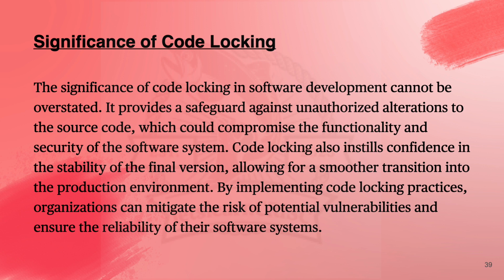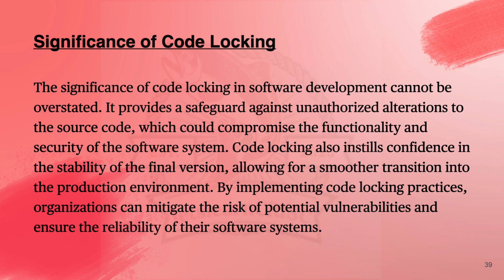So friends, by implementing code locking practices, organizations can mitigate the risk of potential vulnerabilities and ensure the reliability of their software system, right? So after understanding this paragraph, we can say that there are four benefits, right? The first is security, stability, risk mitigation and smooth transition.